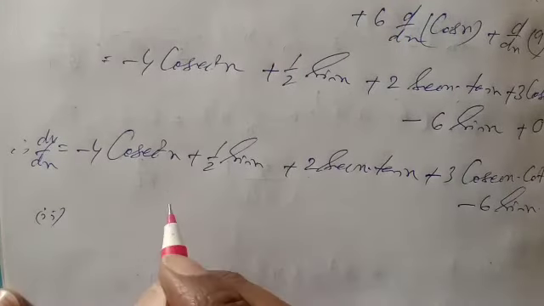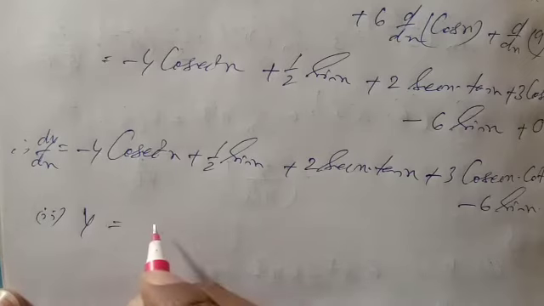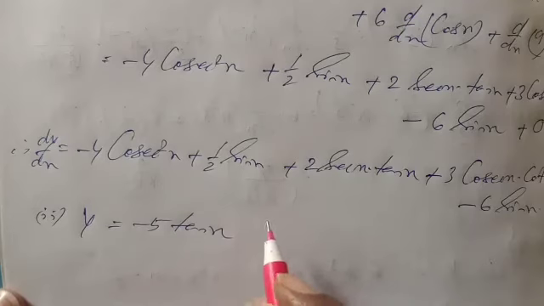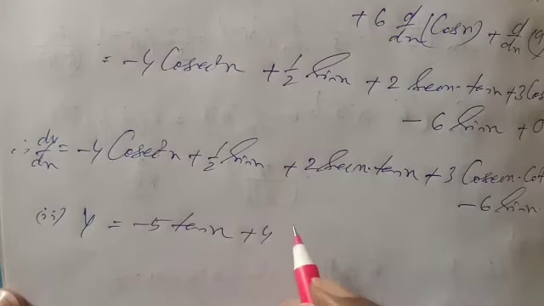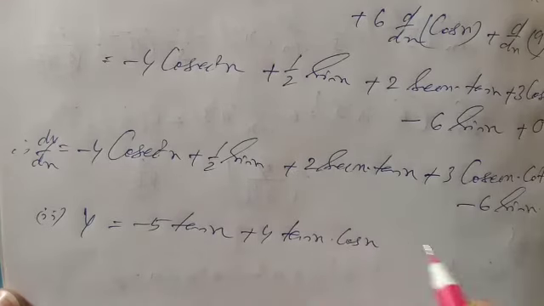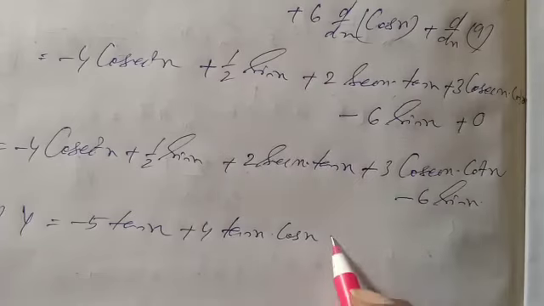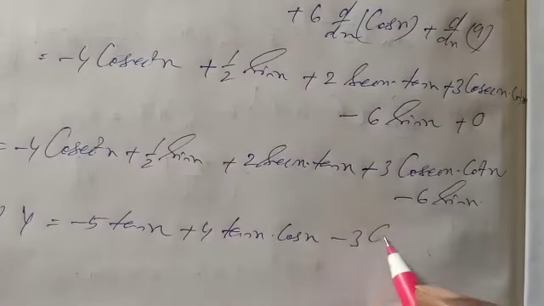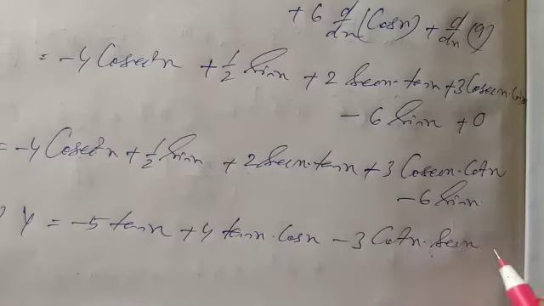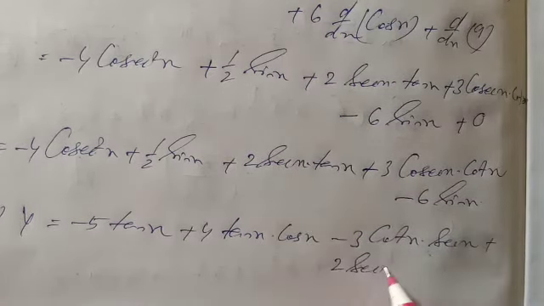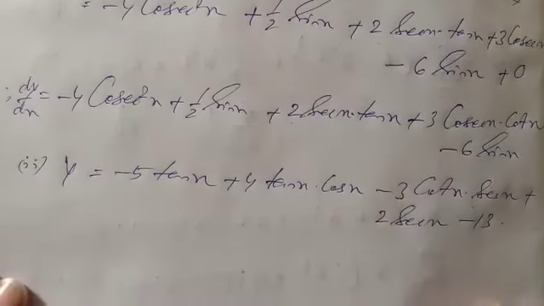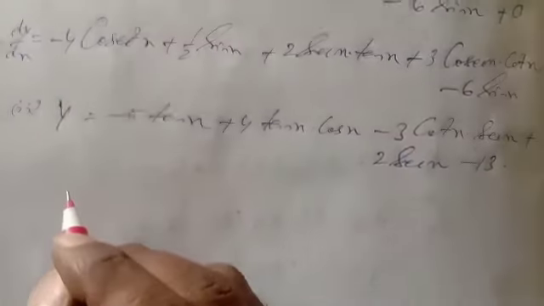The second part question given: write y is equal to minus 5 tan x plus 4 tan x cos x minus 3 cot x into sec x plus 2 sec x minus 13. This is the question given. You have to find out dy by dx. Just to see.